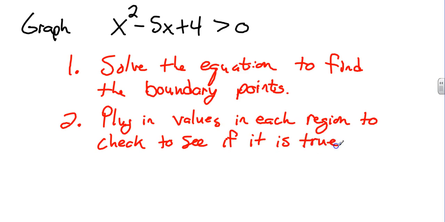And then the one thing that's similar but still going to be easier than we did before is you're going to plug a value, because basically once you get the boundary points, you break this number line up into regions. And you just have to plug in a value in each region. Not values, how about just a value? So plug in a value in each region to see if that region is true or false.